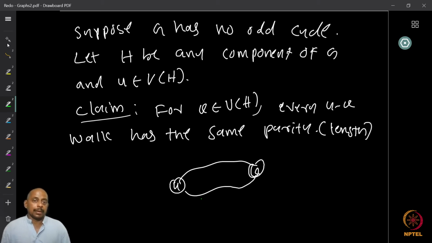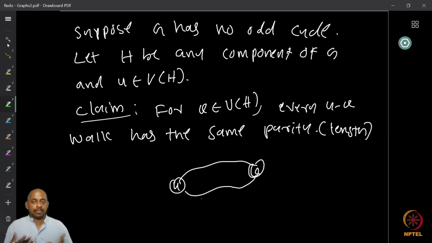Now to prove the other side, suppose the graph has no odd cycle. We want to construct a bipartition for the graph. We are going to prove the graph is bipartite by constructing a bipartition. Now let's take X to be any component of the graph.